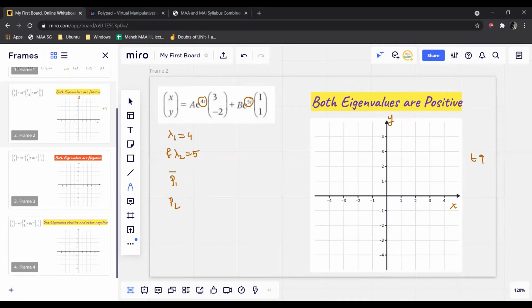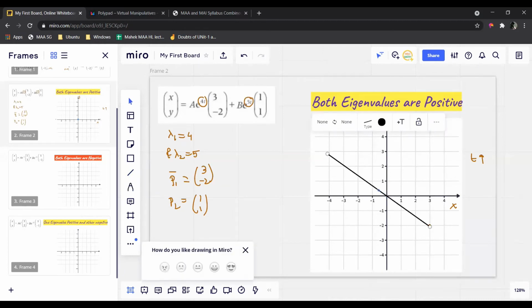Eigenvectors p1 bar and p2 bar are given by (3, -2) and (1, 1). The very first step we follow in every case is drawing the eigenvectors. The first eigenvector is (3, -2), so we'll locate the point 3 comma minus 2. Look at this: 3 is somewhere here and minus 2, so we'll put a point over here and draw the vector.